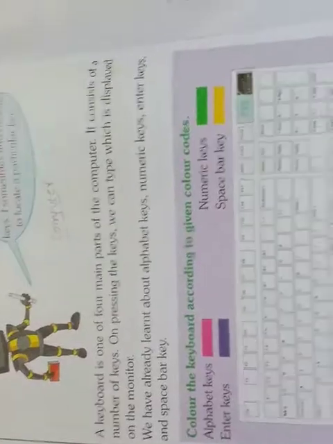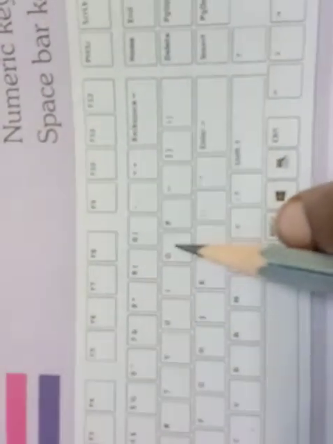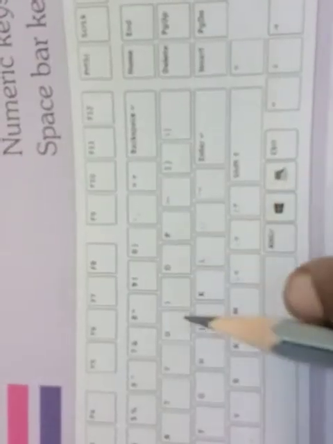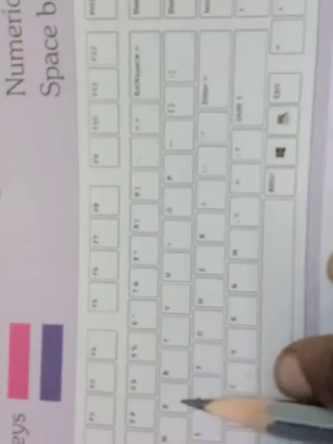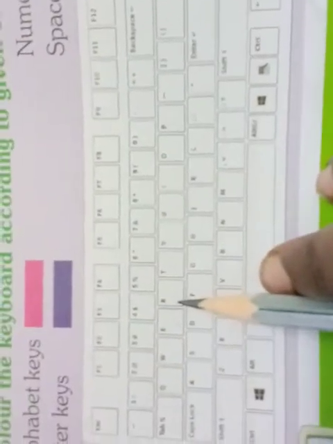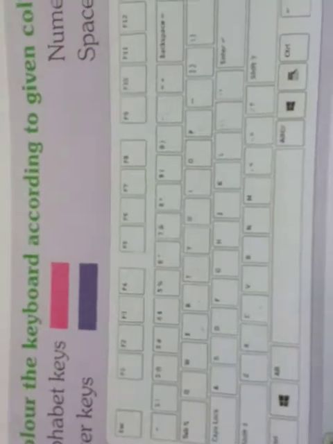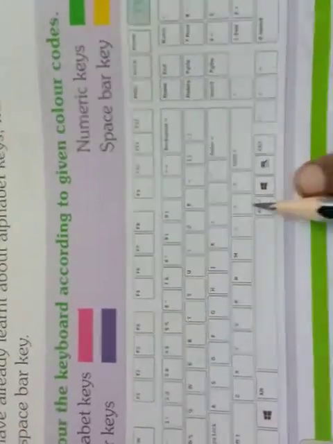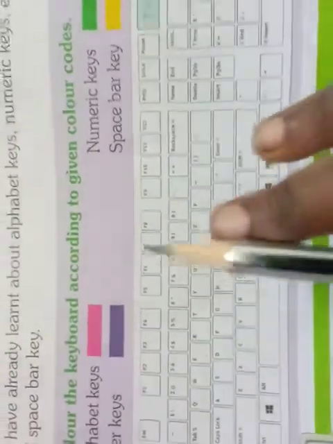How will we type? For example, you have to type the word computer. Then what will you do? First you have to press C. Next press O. Next press M. Next press P. Next press U. Next press T. Next press E. And after that press R. Like that if you type, then the word computer will display on the monitor. So this keyboard we use to type words and sentences on the monitor.